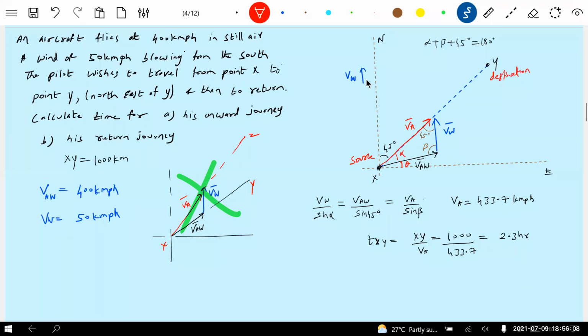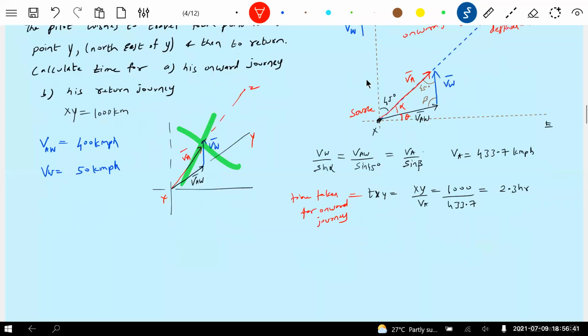Got it? Now the return journey. This is the onward journey that we are discussing. Time taken for onward journey. Return journey we'll see. I will slide down. Yeah, we can draw a diagram here only.